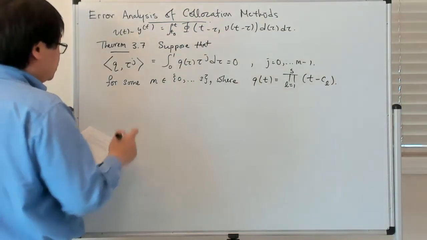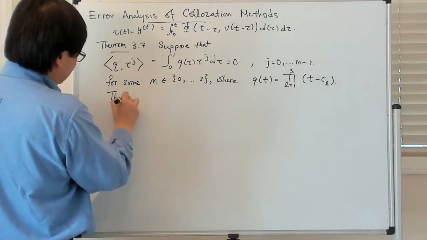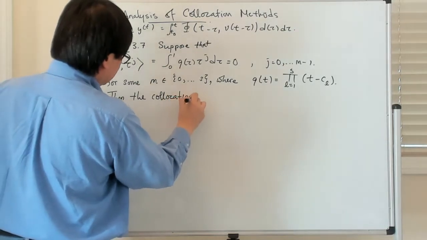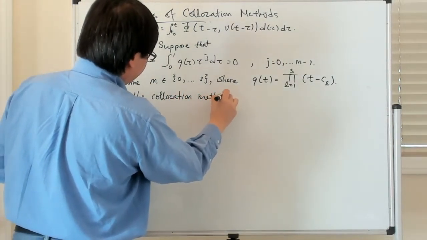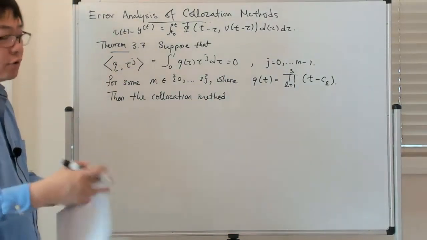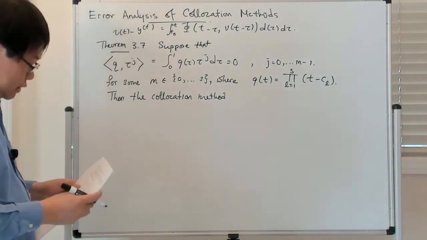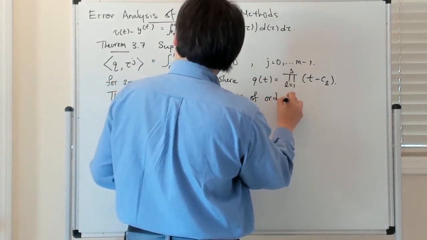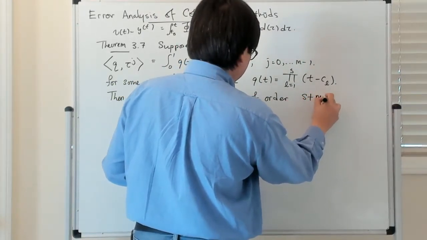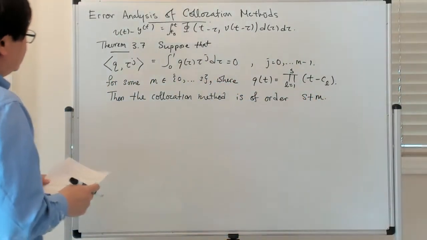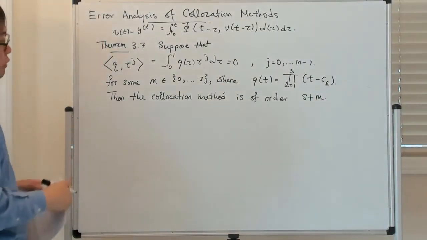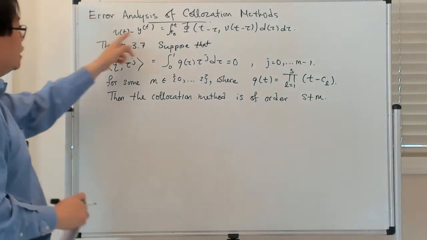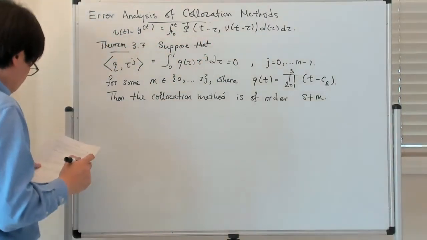Okay. So if you have that, then the claim is that the collocation method, both in its original form as well as its corresponding Runge-Kutta method, is of order S plus M, if you will. Okay, so that's the theorem. As it turns out, when we do the error analysis, it's going to be related to this Alexeyev-Grobner result, which I've written down here.